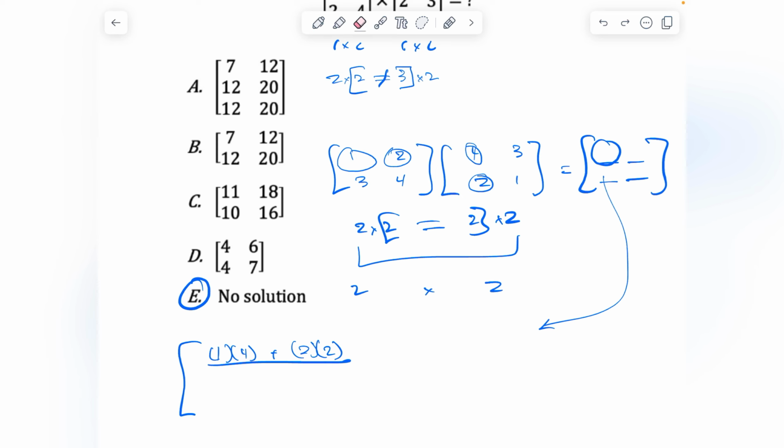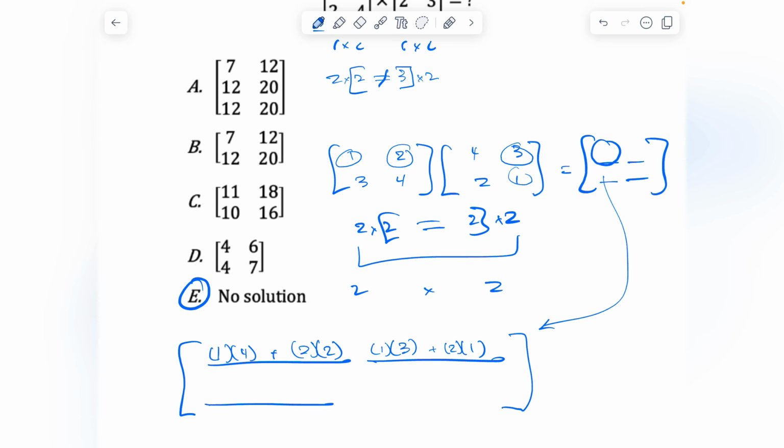Now, to get the top right element of my answer, it's going to be 1 times 3 plus 2 times 1. Again, I went across and down. Now let's go to the bottom left. To get the bottom left, I literally have to multiply the bottom and the left. If I want the top right, I do the top by the right. So you see how everything corresponds. It's going to be 3 times 4 plus 4 times 2.